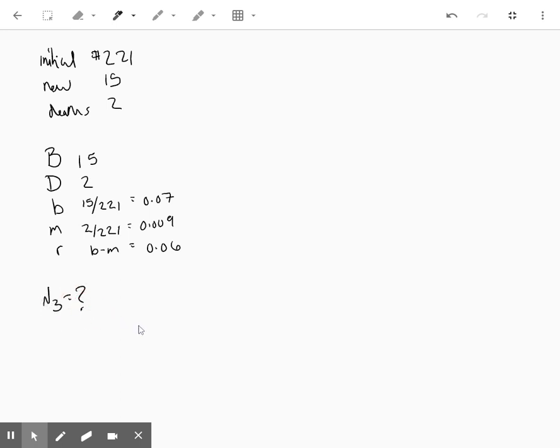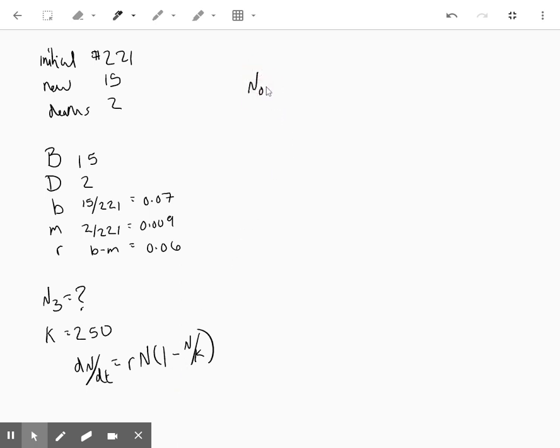Okay, and I indicate that they grow logistically because I give you the carrying capacity of 250. So we're going to use the logistic growth equation. The change in population size over the change in time is equal to our per capita rate of increase times the population size times 1 minus our population size divided by k. All right, and so we're just going to repeat using this equation 3 times.